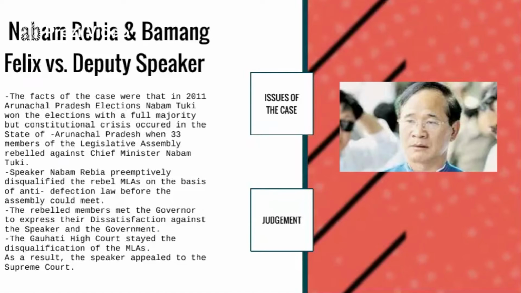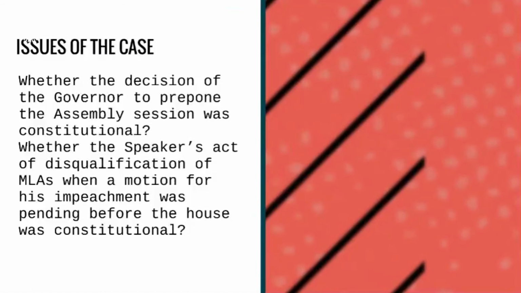The rebel members went to the governor to express their dissatisfaction against the speaker, and the governor then, without the aid of the state, preponed the assembly meeting and appointed a rebel as the deputy speaker and imposed president's rule. Nabam appealed in the Guwahati High Court and then to the Supreme Court when the appeal was rejected by the High Court. The main issues of the case that were discussed in the court were whether the decision of the governor to prepone the assembly session was constitutional and whether the imposition of the president's rule was constitutional.